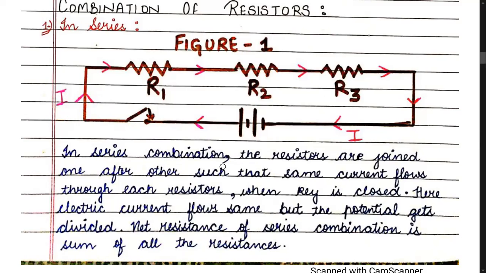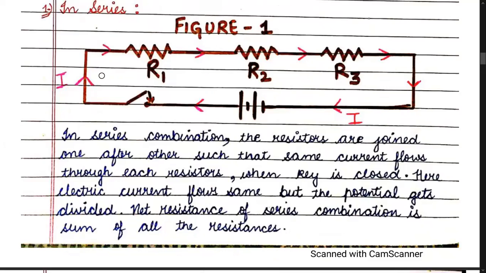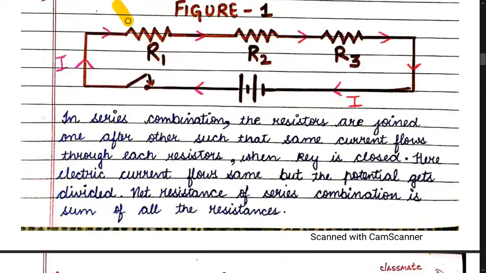So students, in series combination, the resistors are joined one after other such that same current flows through each resistor when the key is closed. Here the electric current is the same, that is, the same amount of electric current is flowing through all the resistors joined in series, but the potential gets divided. All the 3 resistors will not get the whole potential, while the potential will be divided amongst the 3 resistors, that is V1, V2 and V3.